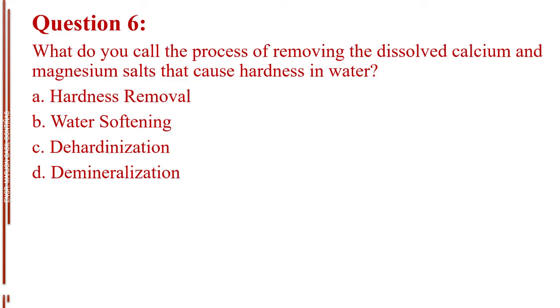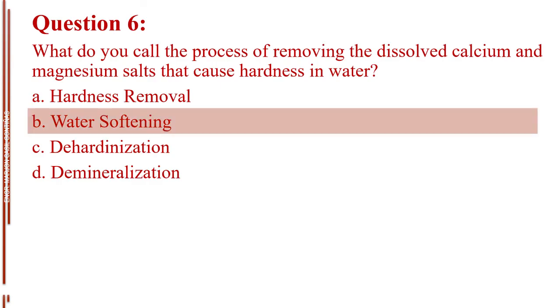Question number 6. What do you call the process of removing the dissolved calcium and magnesium salts that cause hardness in water? Letter A, hardness removal. Letter B, water softening. Letter C, dehardenization. Letter D, demineralization. The answer is letter B, water softening.